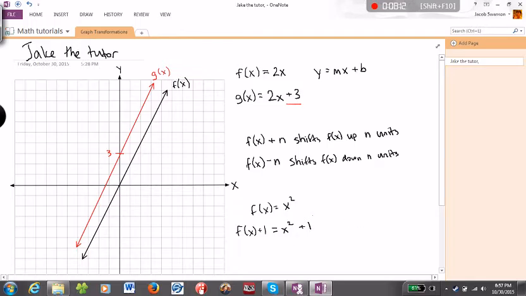If you graph that or make an x versus y chart, you will find that every point on f of x plus 1 will be one number higher than the corresponding point on f of x. And that's basically all there is to know about vertical transformations.